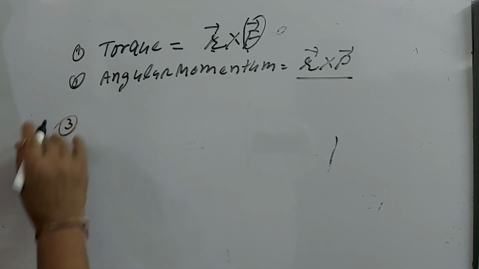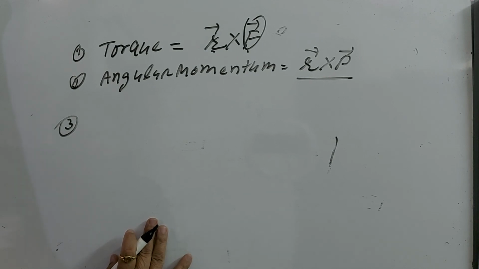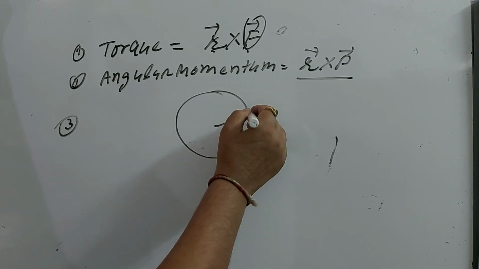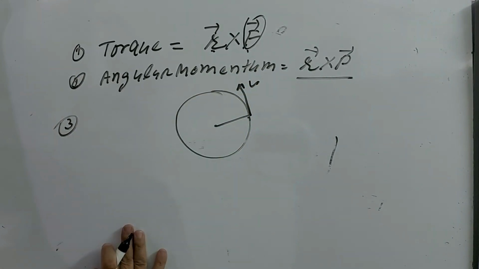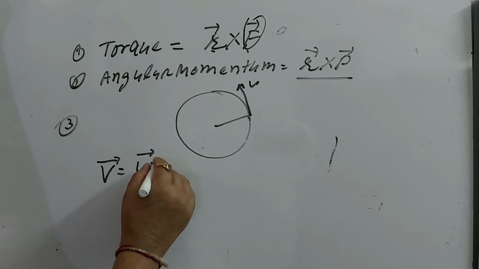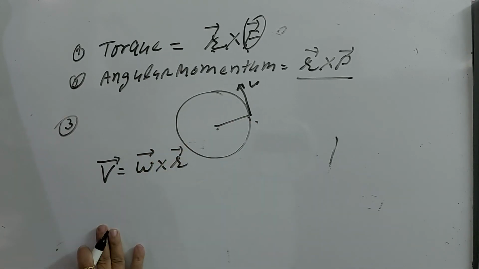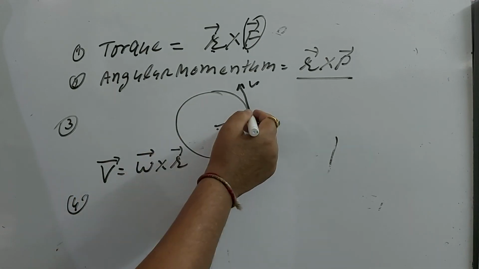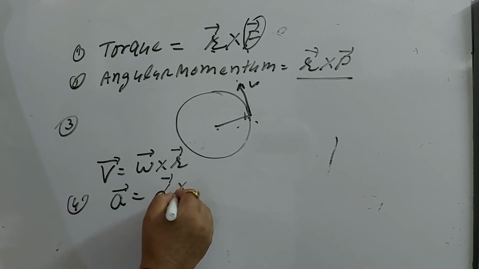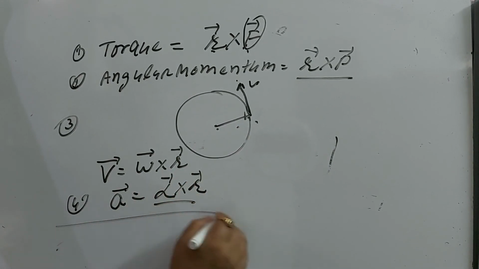and another physical quantity which is given by this cross product is this: if a body is moving in a circular path, its linear velocity and angular velocity have some relation. So the linear velocity V is equal to angular velocity cross R, where R is the radius vector. Similarly, the tangential acceleration is given by angular acceleration cross R. So there are many more physical quantities which are expressed as cross products. We will study them one by one in the coming chapters.